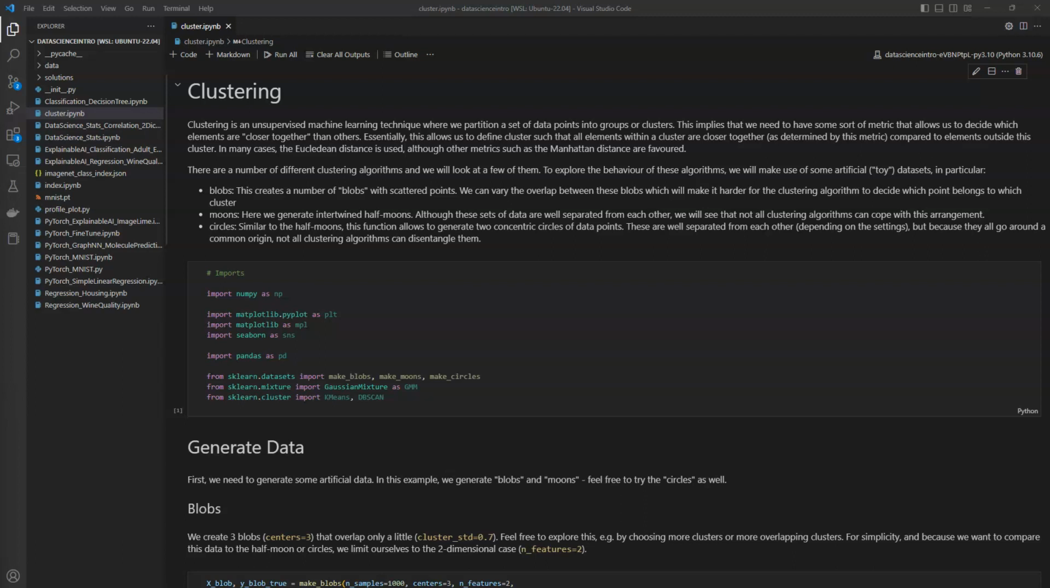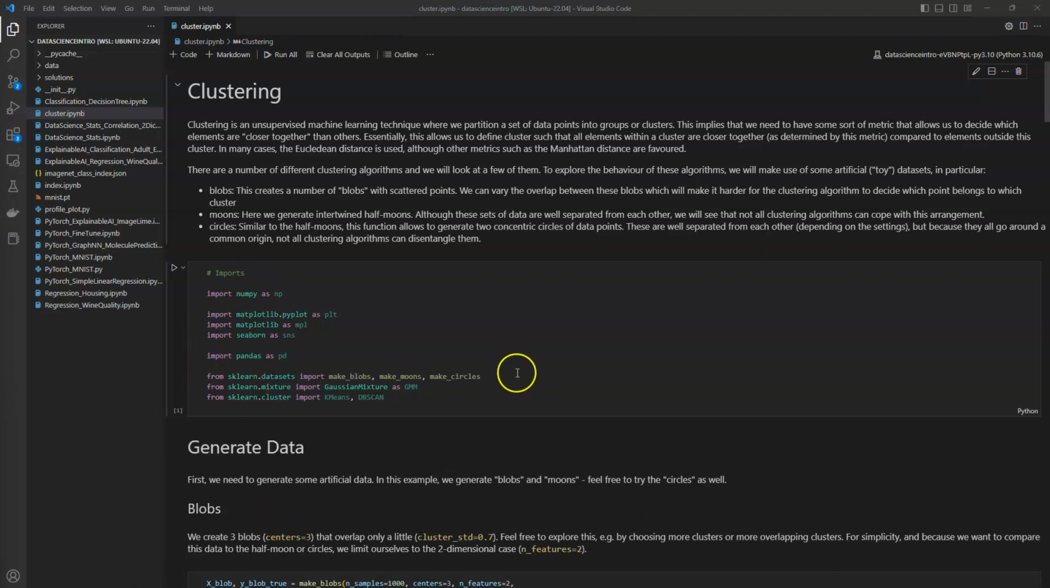We now go through a number of different clustering algorithms and look at their properties. There is not just one algorithm, but several different approaches, and each of these approaches has its specific advantages and disadvantages and behaves in different ways. To illustrate the point, we will create three artificial data sets. There are blobs. This is essentially a scattering of points. Then we have moons and circles.